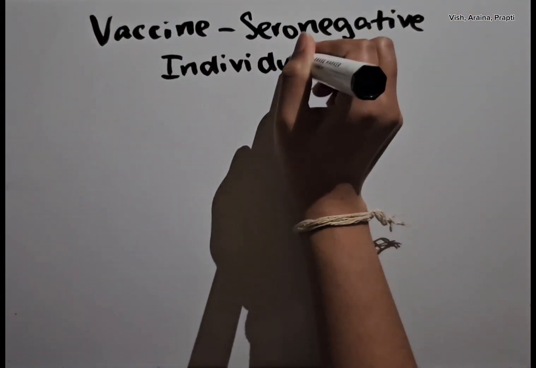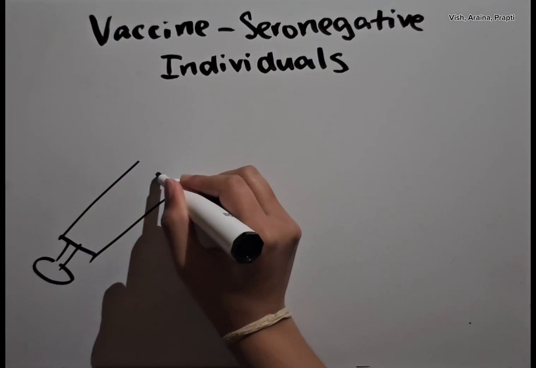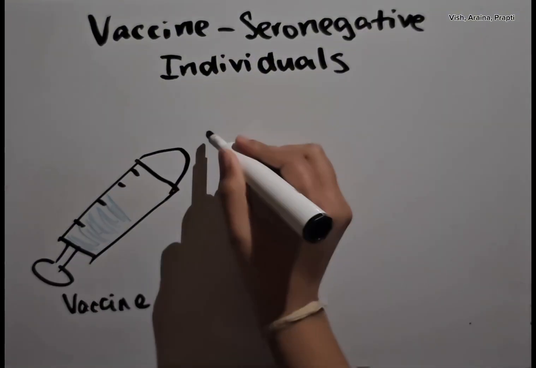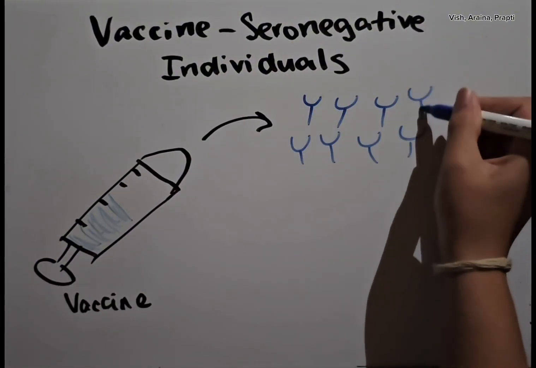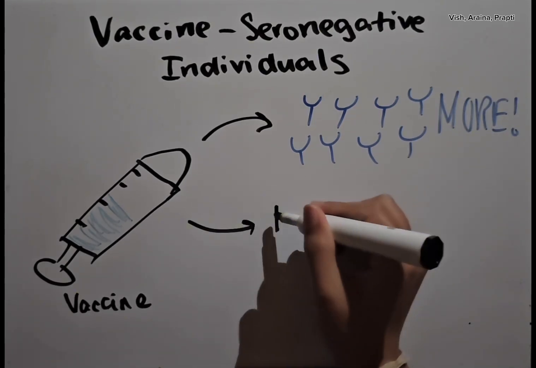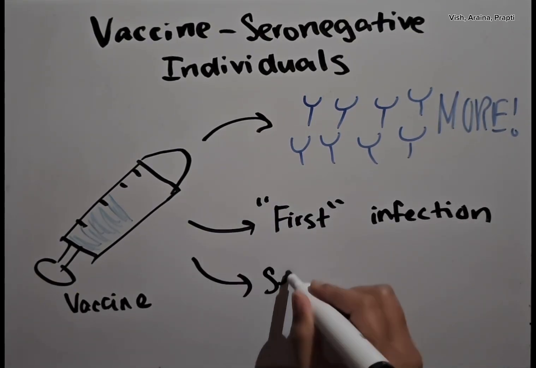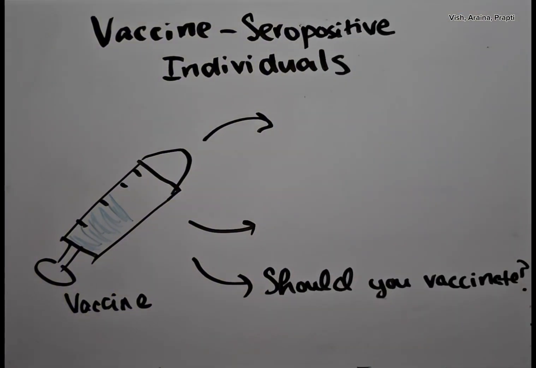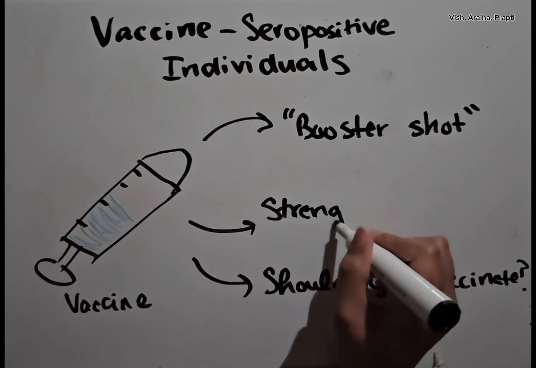For individuals who have never been infected with dengue before, or in other words, seronegative individuals, vaccination is not recommended. The vaccine acts like a first infection. It generates antibodies against all four serotypes. However, if a real dengue infection occurs afterwards, those antibodies cannot neutralize the new serotype effectively, triggering ADE, which means that it can actually increase the risk of severe disease in individuals that haven't had dengue before.